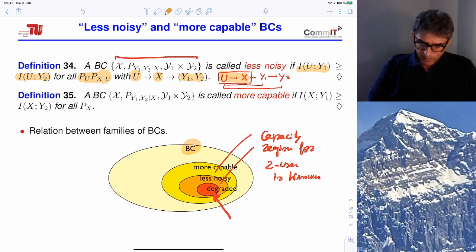The more capable is an even larger class for which this condition holds for every input distribution Px. So without any auxiliary variable, if the mutual information between X and Y1 is larger than the mutual information between X and Y2 for every Px, then we say that the channel belongs to the more capable class, and we say that user 1 is more capable than user 2. Again, the degraded case is a special case. So we have this sort of nesting of the broadcast channel families.